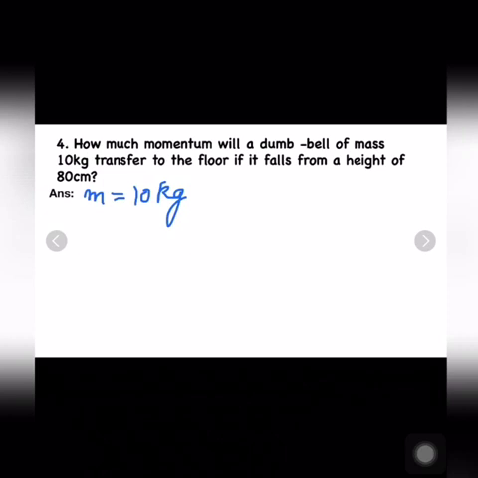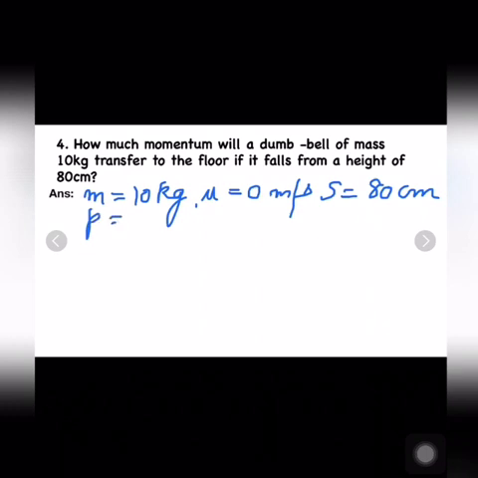Now initially the dumbbell is at rest, so u is equal to 0 meter per second, and s is given to you. They are transferred to the floor if they fall from a height of 80 centimeter. So s is given to you, s is equal to 80 centimeter. Okay, so you have to find momentum.